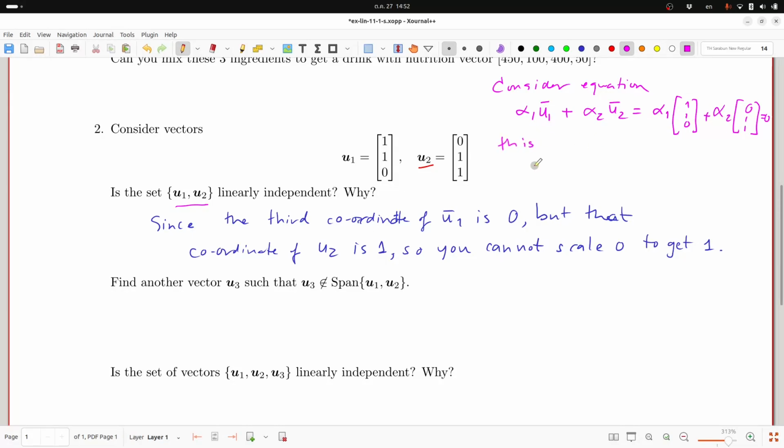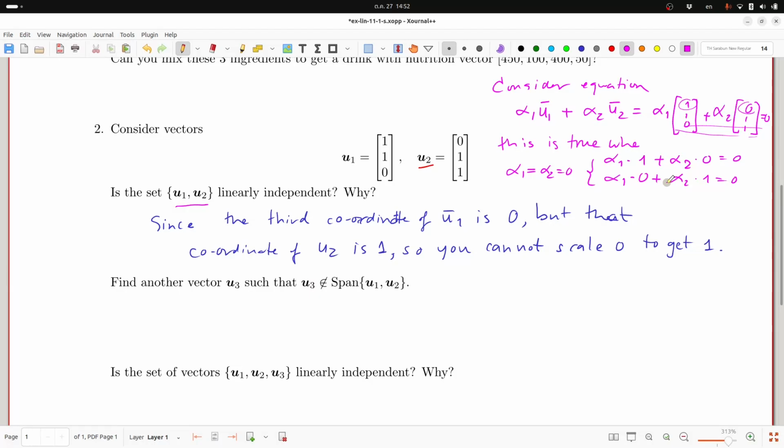So this means this will be true if it's true when the first coordinate, right? So alpha 1 times 1 plus alpha 2 times 0 equals 0, and the last coordinate, right? So alpha 1 times 0 plus alpha 2 times 1 equals 0, and this implies that alpha 1 equals alpha 2 equals 0. So the only way you can get this equation to be 0 is when the coefficients are all 0. Okay. So in that case, we say that U1 and U2 are linearly independent.